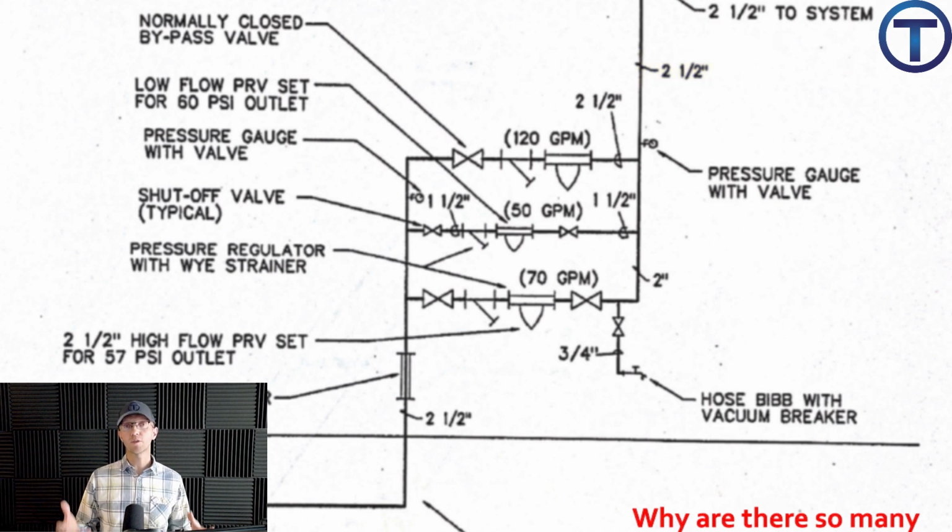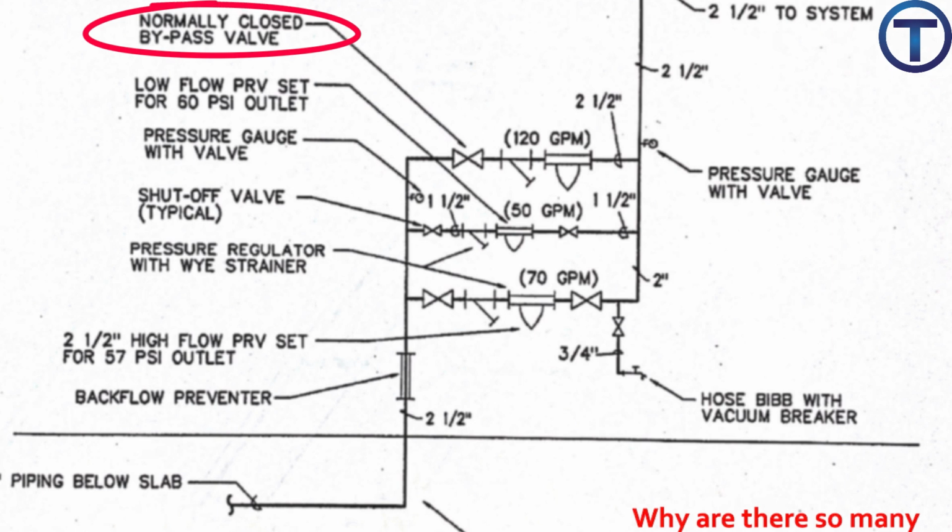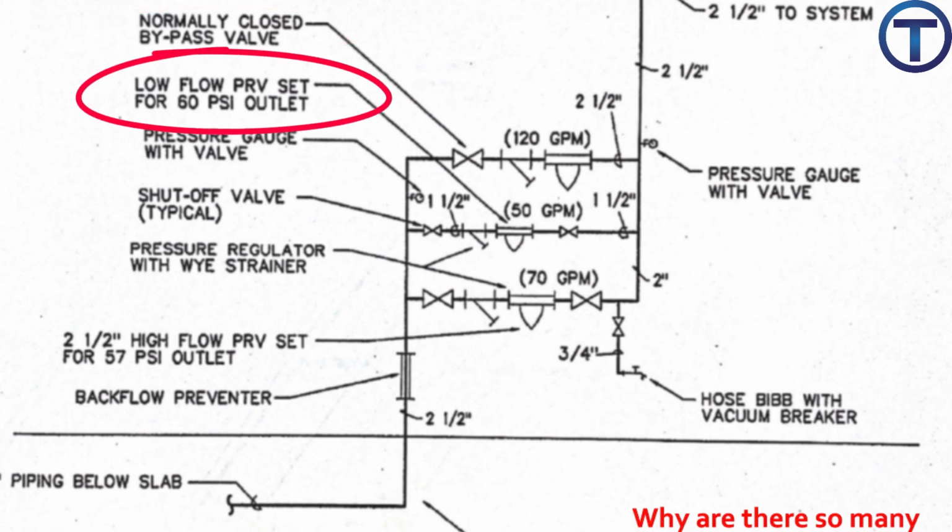We'll go back to that question. Why are there so many? The redundancy is so that we never have to have downtime, if we need to shut off the water to the building to service one of these pressure reducing valves, if it needs to be replaced or has a problem. Notice that the 2.5-inch line across the top is a normally closed bypass valve, not intended for normal use. Also notice that the 1.5-inch line set is a low-flow PRV set for 60 psi outlet.